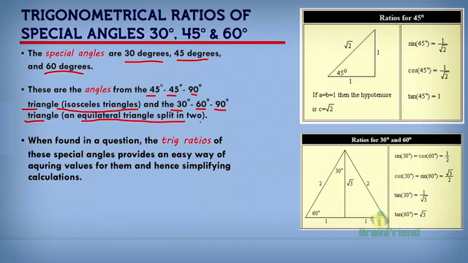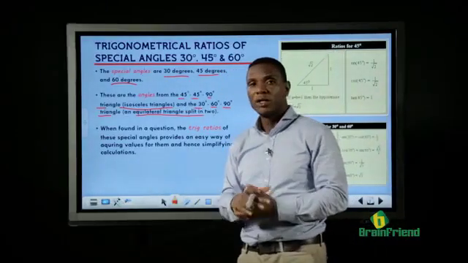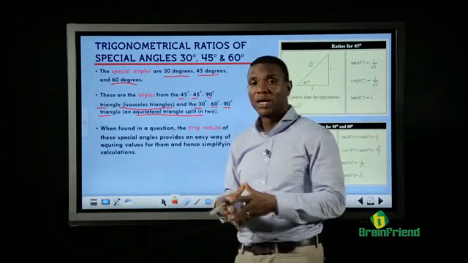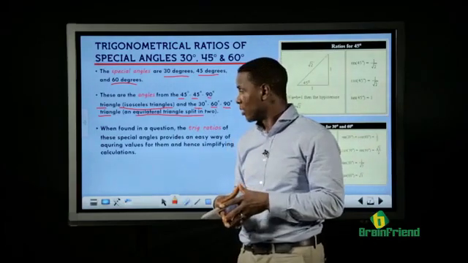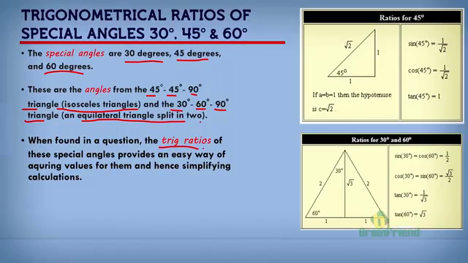Okay, these angles are very important because, like we'll see shortly, we can find values for them. So if you have a problem where you come across these angles, they are ready-made values that you could use to solve your problems easily. When they are found in a trig question, the trig ratios of these special angles provide an easy way of acquiring values for them, hence simplifying our calculations. So when you have a question with these angles, without a calculator, you can easily get your answers. There are ratios for 45 degrees.